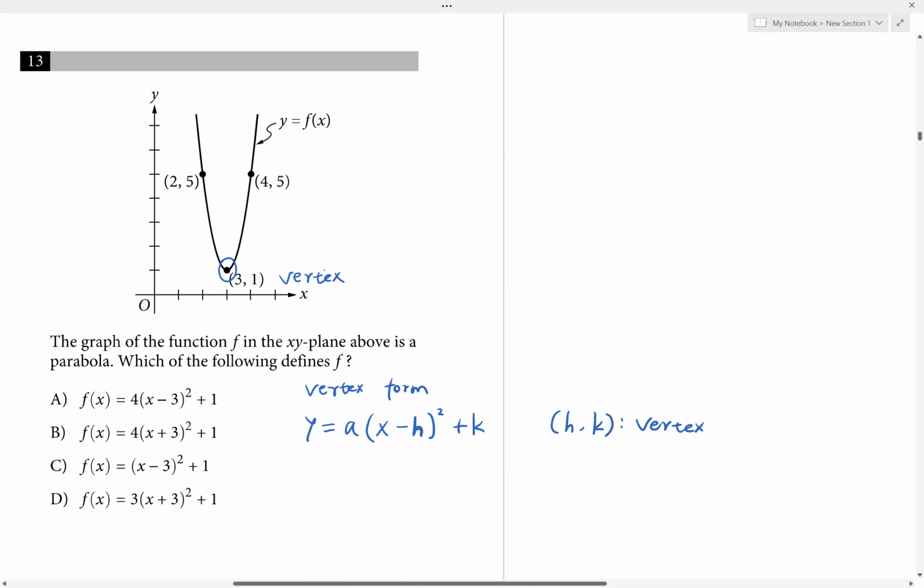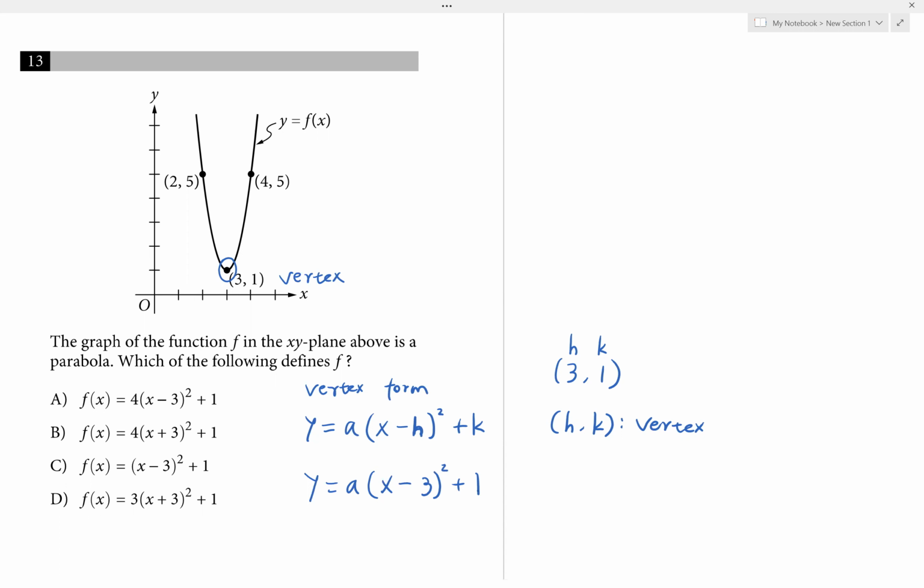Okay, so which means 3, 1 is the vertex, then the h value will be 3, the k value will be 1. So you can just go ahead and plug into the equation what we have. We know the h value is 3, k value is 1, so you can say y equals a times x minus h, which is 3, squared, plus the k value, which is 1.